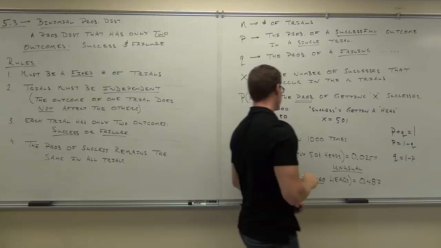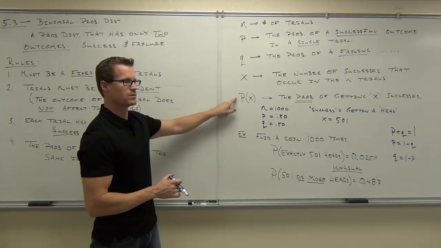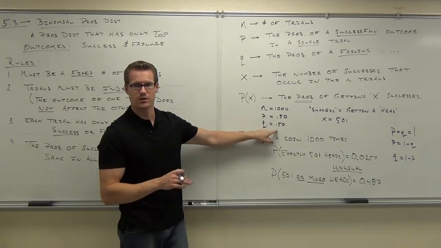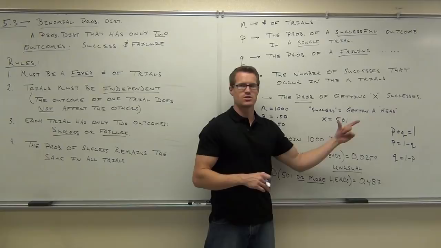The only thing we haven't done is figure out this, but we're going to go ahead and figure that one out next time. So we now know n, we know the probability of success for a single trial, and the probability of failure for a single trial. A success is a single outcome. X gives you the number of successes that you are looking for. How many of you feel okay with what we talked about so far? Y'all feel okay with this stuff over here?